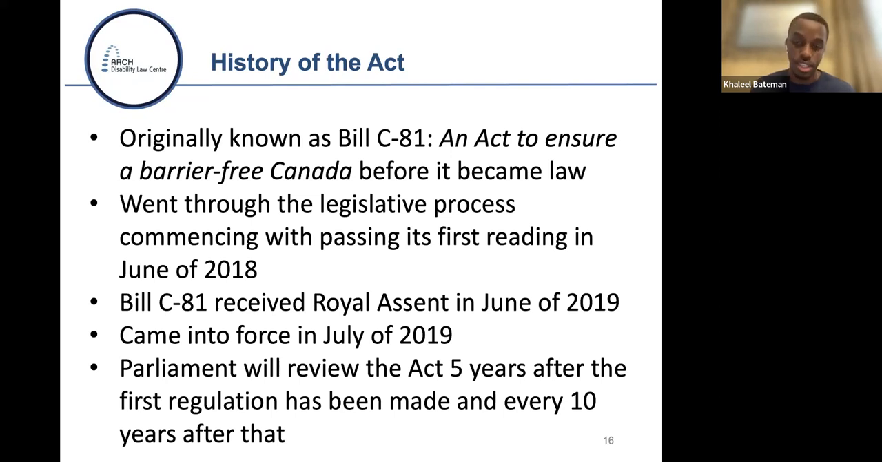With the passing of the legislation came the stipulation that Parliament would review the Act 5 years after the first regulation had been enacted, and then every 10 years after that, to ensure that substantial progress is being made. As I said before, the goal is for Canada to be barrier-free by 2040.